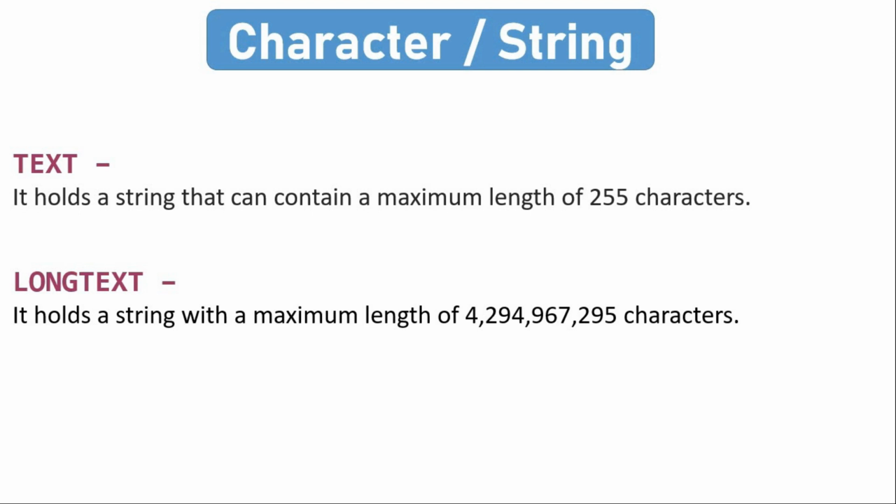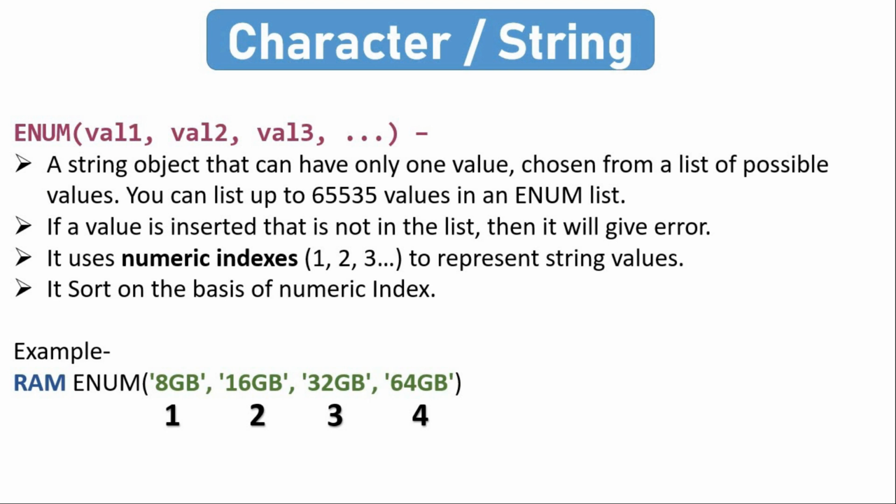But you should avoid using this large data type unless you have a lot of storage space. Now our next data type is enum. In enum, we have to give some values inside the parentheses, and we can only store one value from this given list of possible values. You can list up to 65,535 values in an enum list.